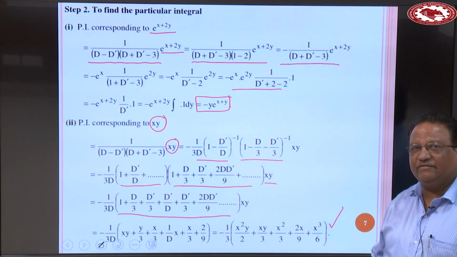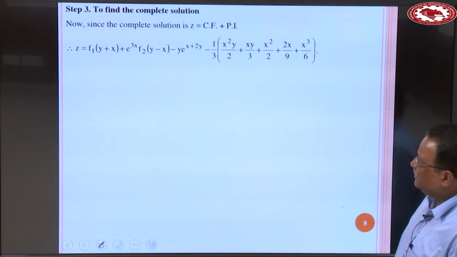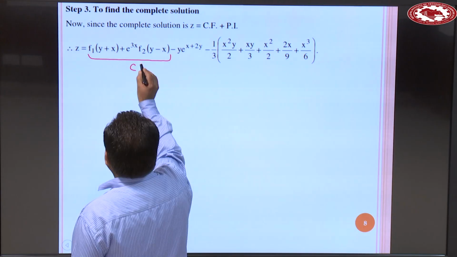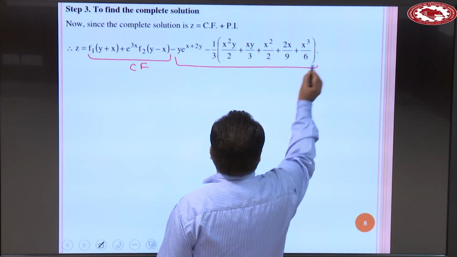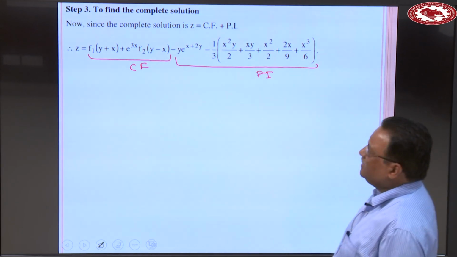Then how can we write the complete solution? Complementary function plus particular integral can be written as this. So this one is the complementary function, and this one is the particular integral. So this can be written this way.